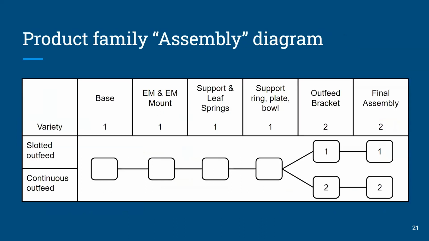For the product family diagram, it just shows the loose assembly process to keep assembly costs down between the different modules and different products of the family. So basically the base, the electromagnets, and the bowl all get assembled together, and then the differentiating part, the outfeed bracket, is put on right at the end. So that way you have to keep track of fewer differentiating products.